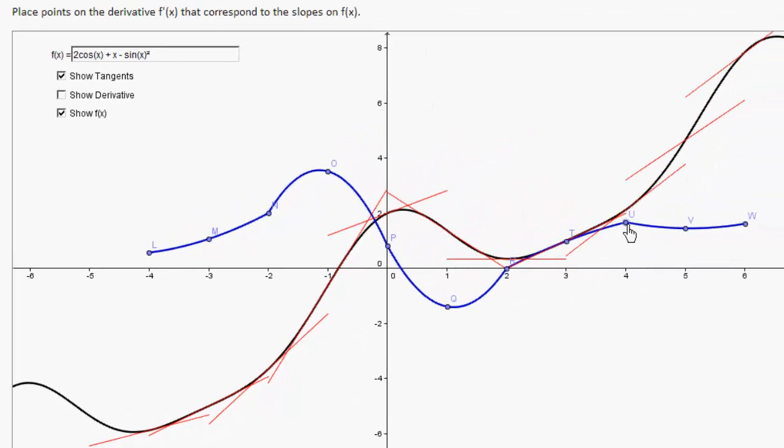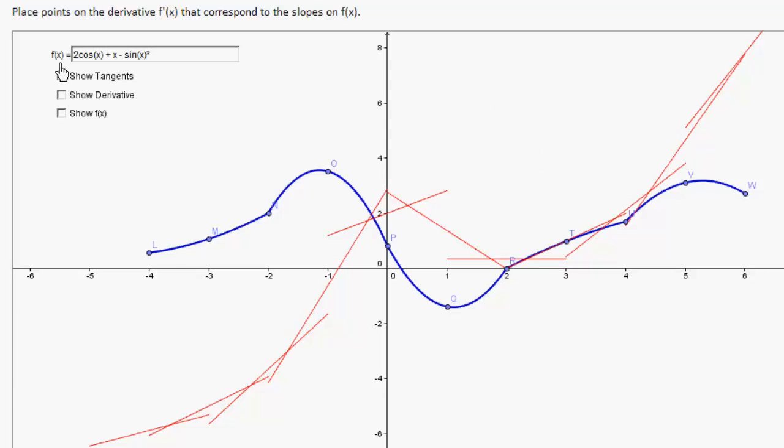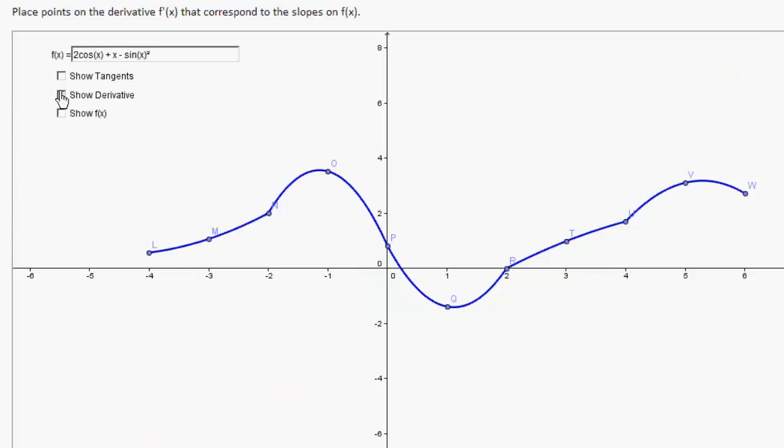Okay, and then you just keep going up. Okay, and finally, last one. That looks about right. So now what you can do at this point is remove f of x and remove all the tangents, and then you can show the derivative and see how close we actually are. We are actually pretty close. I'm very pleased with how close I am to the derivative.